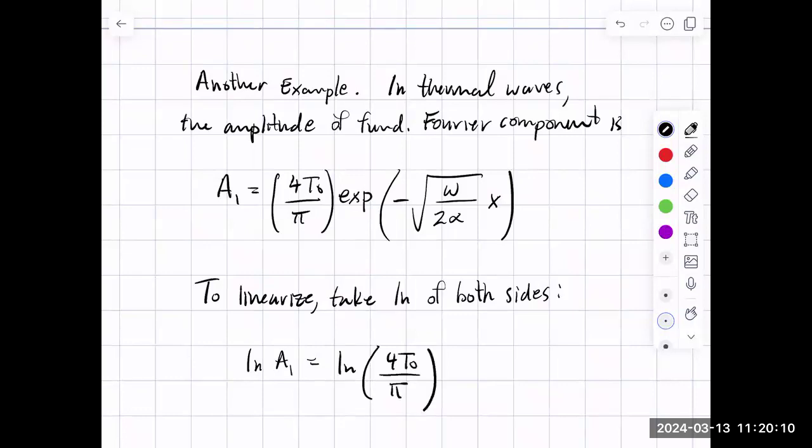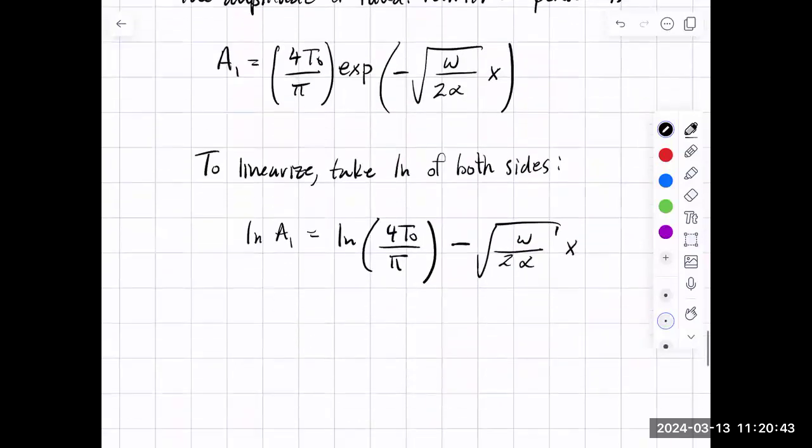And then it would be plus the ln of the exponential, but of course the ln and the exponential cancel each other out. So we'd end up with a minus square root of omega over 2 alpha times x. Actually, I guess I didn't tell you what alpha is. Alpha is called the thermal diffusivity of the copper bar. It's the ratio of the thermal conductivity and the heat capacity. Okay, so it's a material property of the copper, and that's what we're trying to measure in this experiment. Okay, so then that's fair enough.